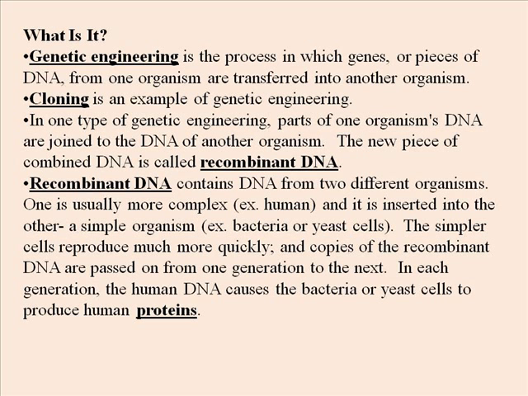Now, the one I'm going to show you in a picture on here has to do with bacteria and humans. So we're going to take a piece of human DNA and actually put it into the DNA of bacteria so that bacteria, which reproduce more quickly, can make chemicals that the normal human body would make. But it'll make it a lot faster than our human body can.